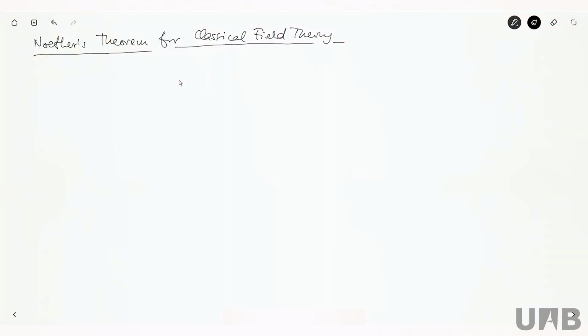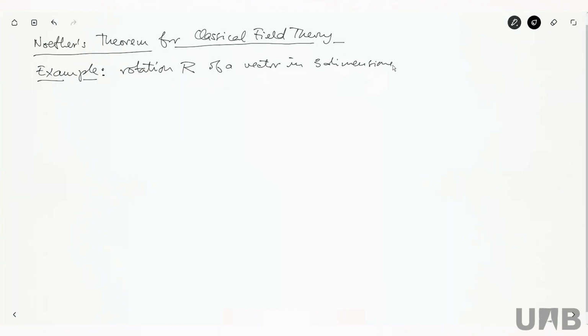Before we get into this, since we're going to make transformations of fields and variables, let's make clear what we understand by a transformation. Okay, so we will start with an example so that we understand each other, what we mean by a transformation. So let's think of a rotation R of a vector in 3 dimensions. Okay, so that's the simple case.